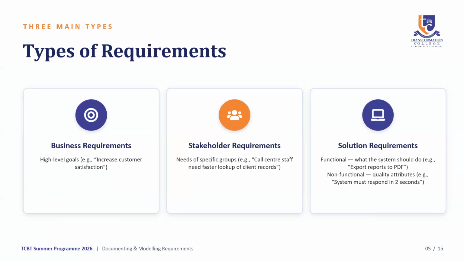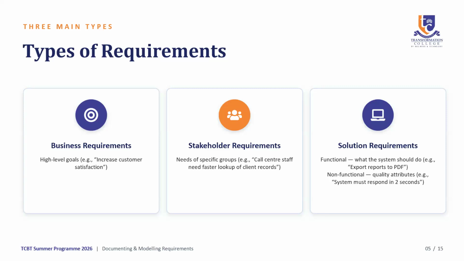When you want to write out the business requirement, you have to understand why the organization needs it. So the example we have on the screen here says increase customer satisfaction. So the goal or the purpose, the reason for the business need is to increase customer satisfaction. So that's a business requirement.